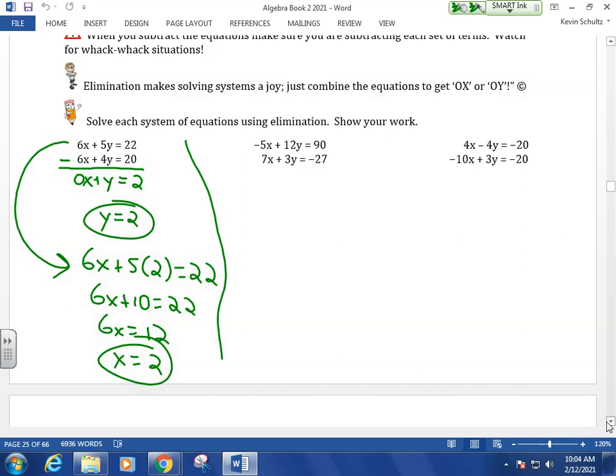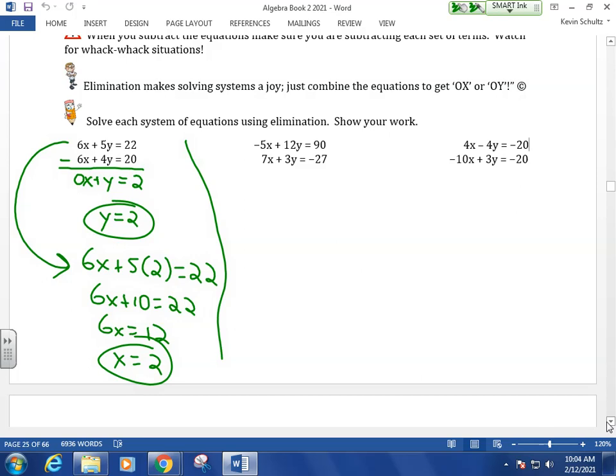Next one, negative 5x plus 12y equals 90. 7x plus 3y equals negative 27. Not in slope intercept form, so not really set up for graphing. Not really set up for substitution either. So we have this third elimination method.